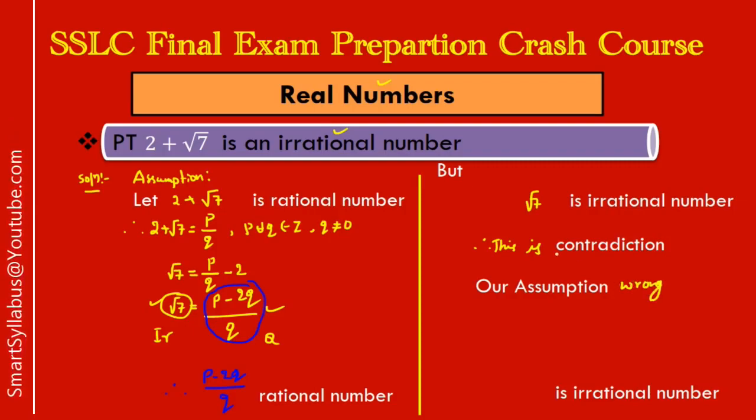Once our assumption is wrong, what is our assumption? 2 plus root 7 is a rational number. This is what is wrong. It means what is correct? Yes. Therefore 2 plus root 7 is an irrational number. Once we prove 2 plus root 7 is an irrational number, the sum finishes here. I think it is clear.